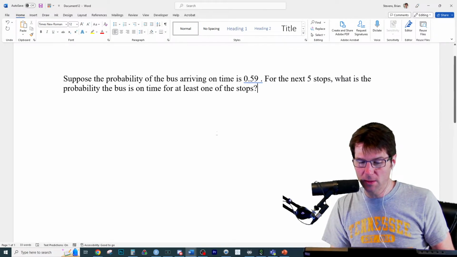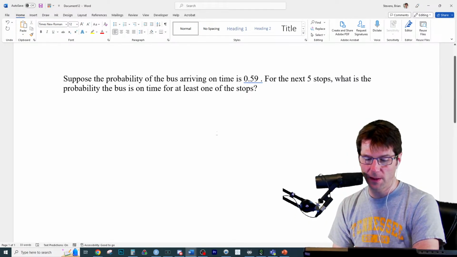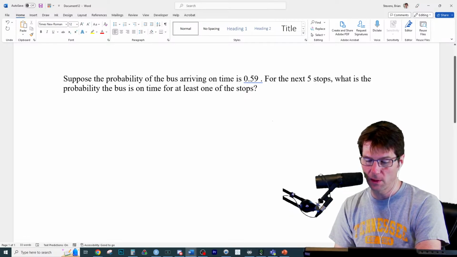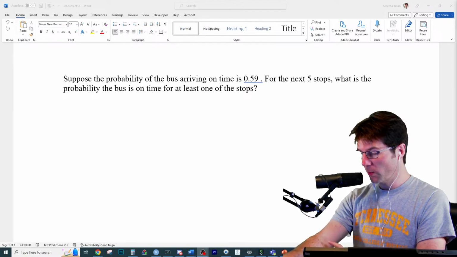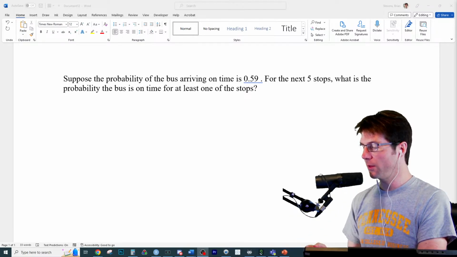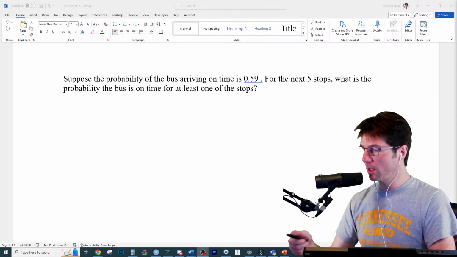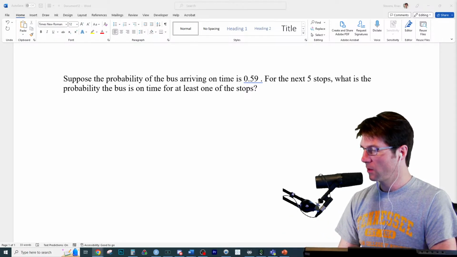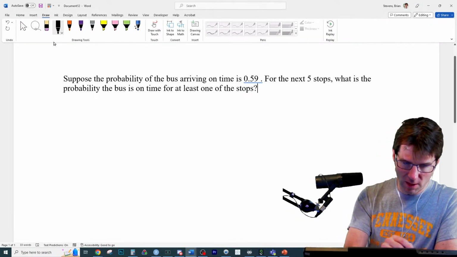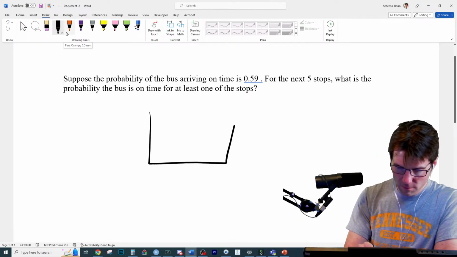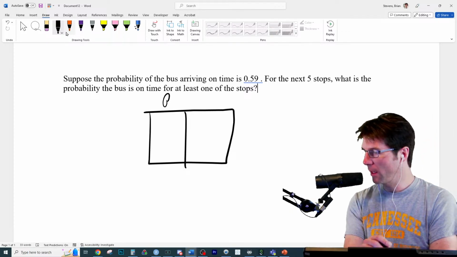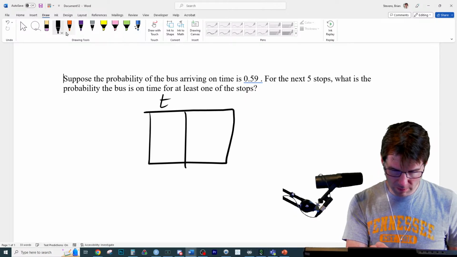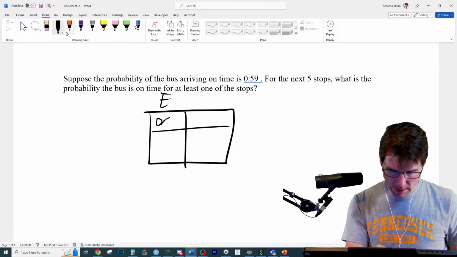Suppose the probability of a bus being on time is 0.59 for the next 5 stops. What is the probability the bus is on time for at least one of the stops? So this is an at least one problem right here, and you have to write out the sentences. That's the number one way to solve this. But let's first write out our probabilities. What are the probabilities, Savannah? So what are the probabilities that we have right here? So we have the event and the probability. So we have event, on time, and not on time.